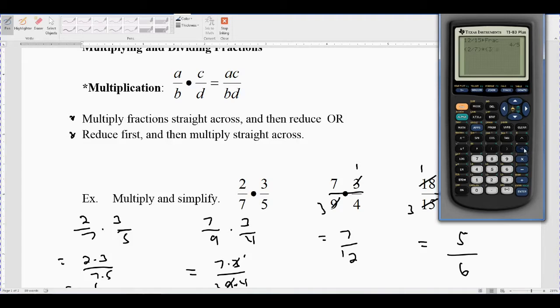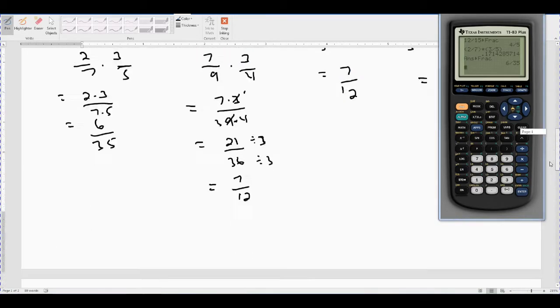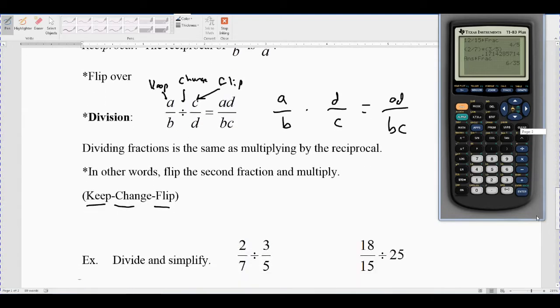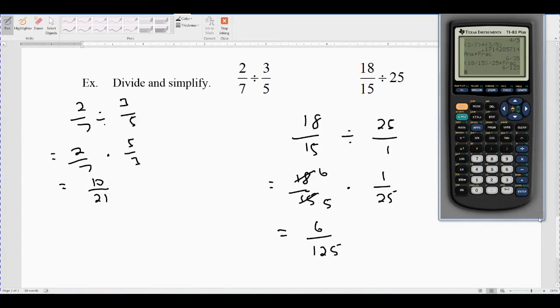Put the fraction in parentheses, both of them. And then if you hit enter because you forgot to hit fraction, it doesn't matter. Just hit math, enter. It'll still give you the answer. And then this last example, 18 divided by 15 divided by 25, math, enter. And it gives us that 6 over 125 that we already found.